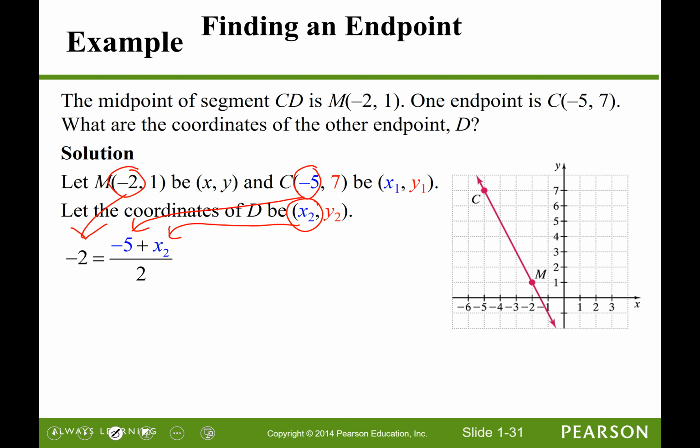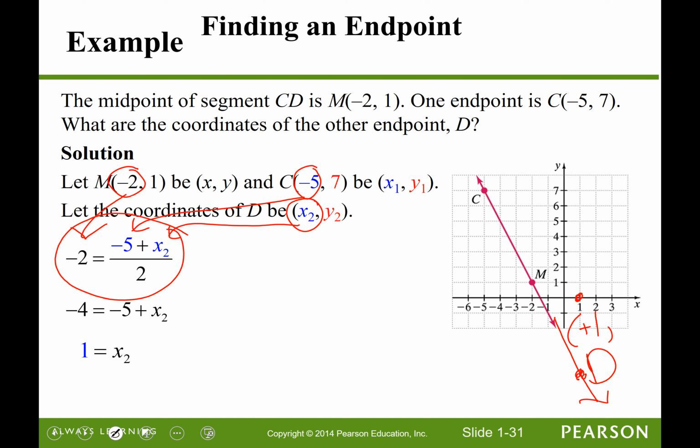Okay, so now if we take this equation and we solve for x sub 2, we'll have the first coordinate of our other endpoint, D. To solve that for x sub 2, we would multiply both sides by 2, then add 5 to both sides, and we get x sub 2 is equivalent to positive 1. Oh, it even looks like it's at positive 1, the x coordinate of this endpoint here. Nice.